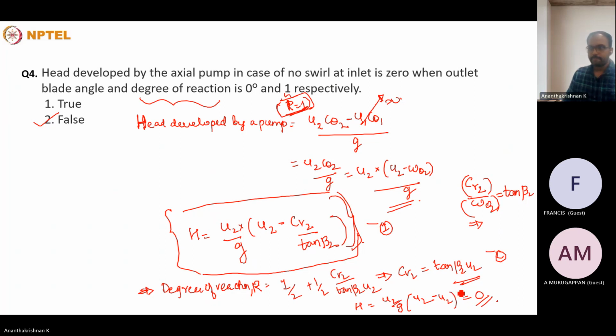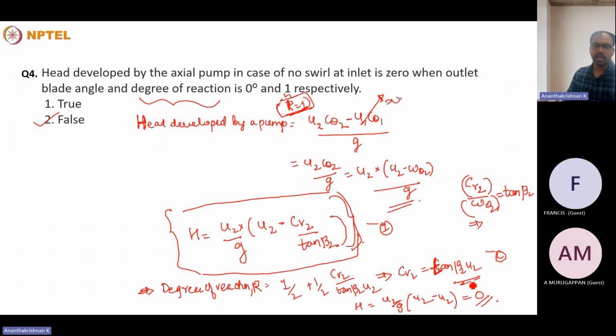So we'll get head equal to 0 if and only if the term tan beta 2 is such that beta 2 is equal to 90 degree. When the tan beta 2 value tends to infinity, 1 by tan beta 2 tends to 0.